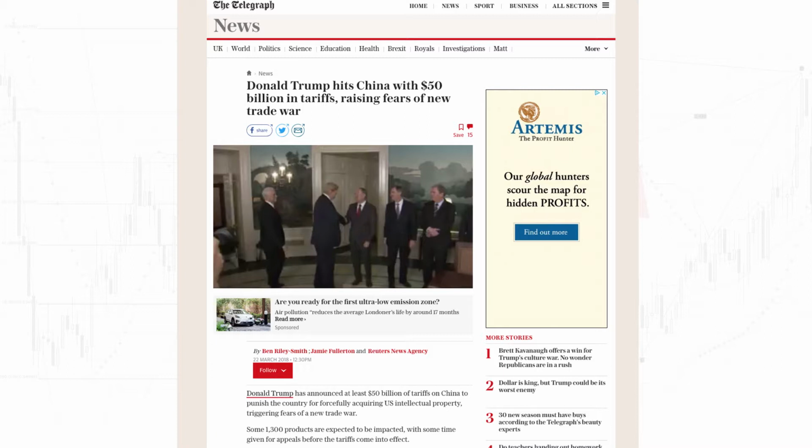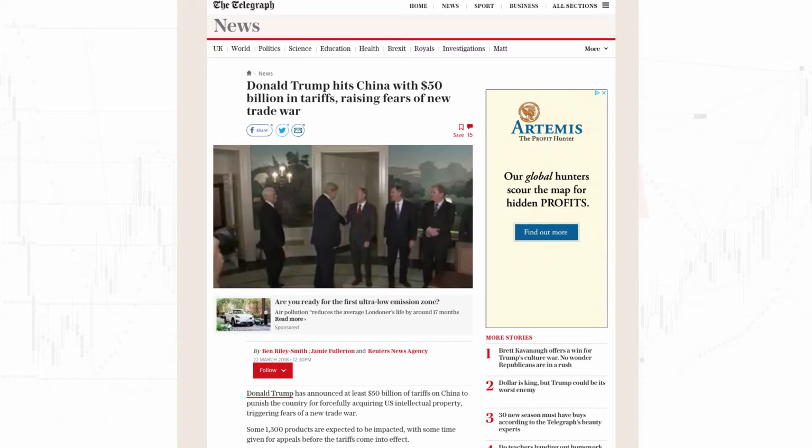I say we, I mean the US, the Donald Trump administration, and China are in a bit of a spat. They've entered into a trade war and tariffs. And in this article in the Telegraph, which is March 22nd, 2018, Donald Trump has announced at least $50 billion in tariffs on China to punish the country for forcefully acquiring US intellectual property, triggering fears over a new trade war.